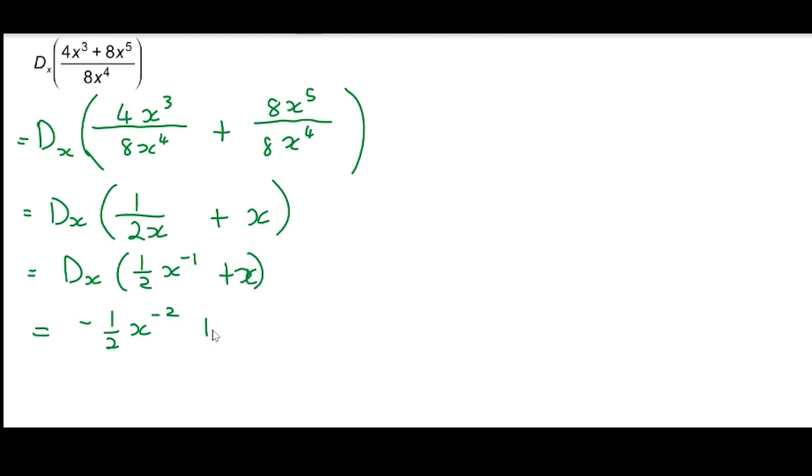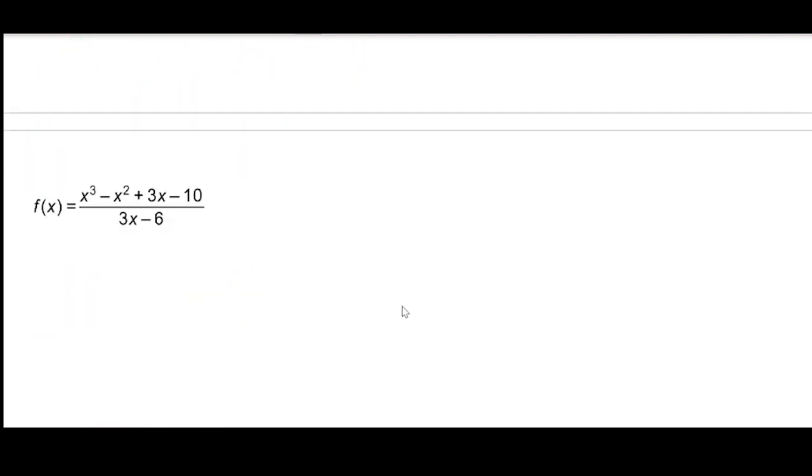The derivative of x is just 1. Okay, now this is the answer. It is good practice to write our answers with positive exponents, but you don't have to if the question doesn't specify that. So that would be negative 1 over 2x squared plus 1. Right, and there we have it. Okay, let's do another one.